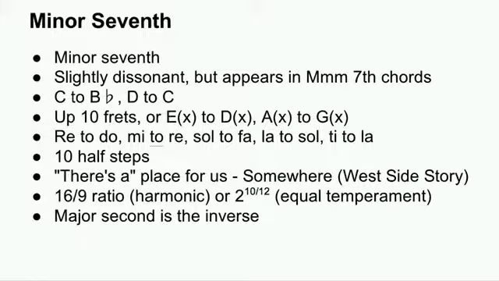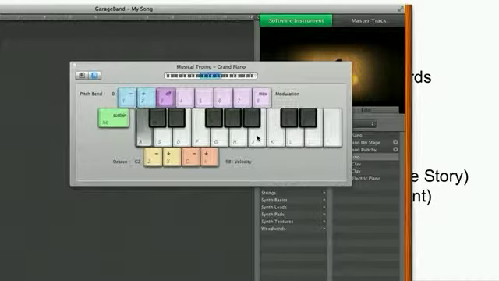In the song Somewhere from West Side Story, which very few people know anymore, "there's a place for us, a time and space for us." "There's" is a minor seventh. The harmonic equivalent is 16 ninths, and then in equal temperament, that's 10 12th roots of 2. Again, the inverse of a minor seventh is a major second. So if C to D is a major second, D up to C is a minor seventh.